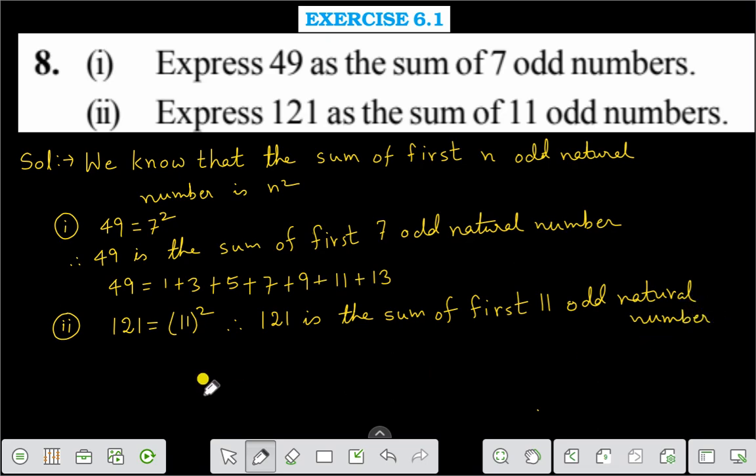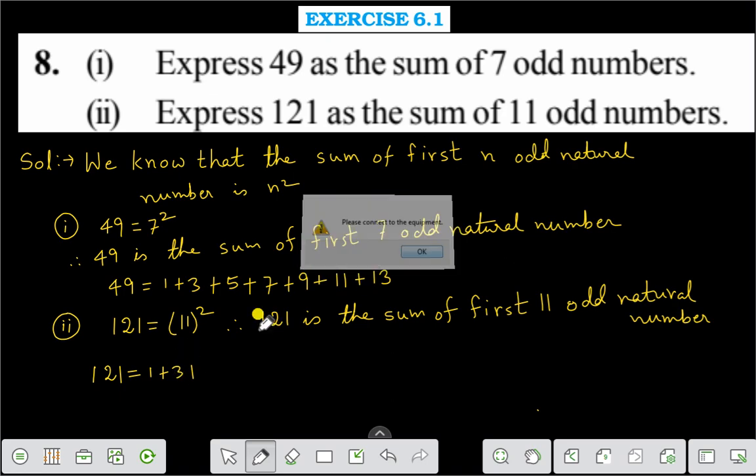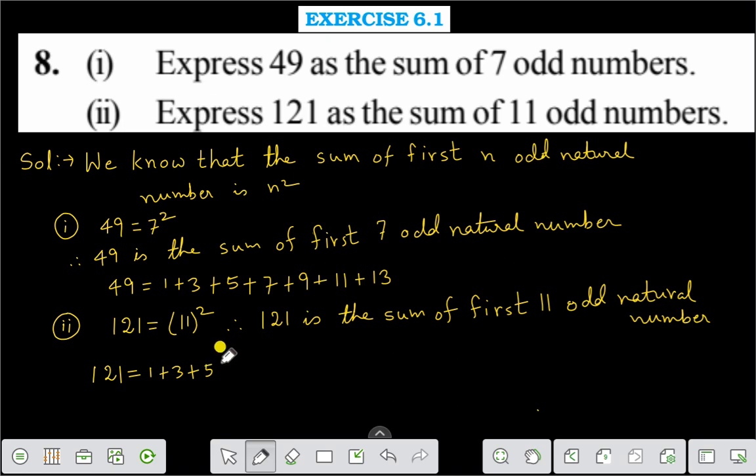Therefore we can write 121 is equal to 1 plus 3 plus 5 plus 7 plus 9 plus 11 plus 13 plus 15 plus 17 plus 19 plus 21.